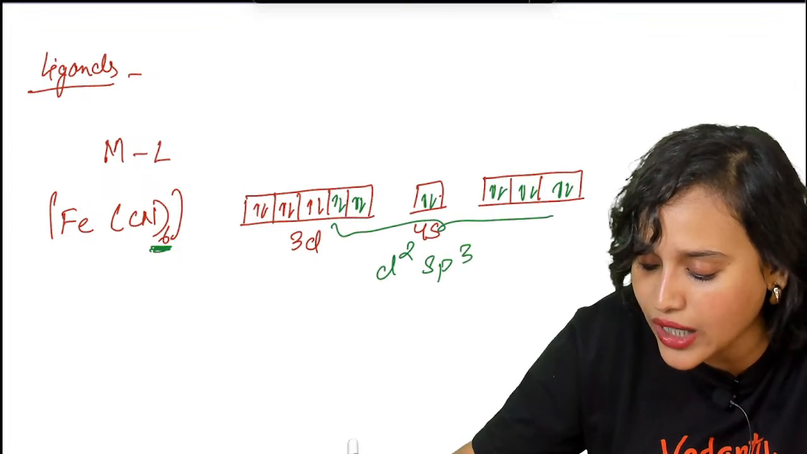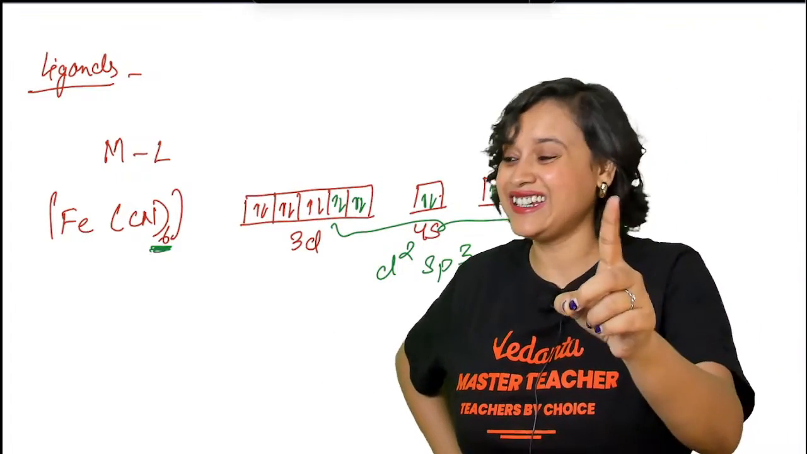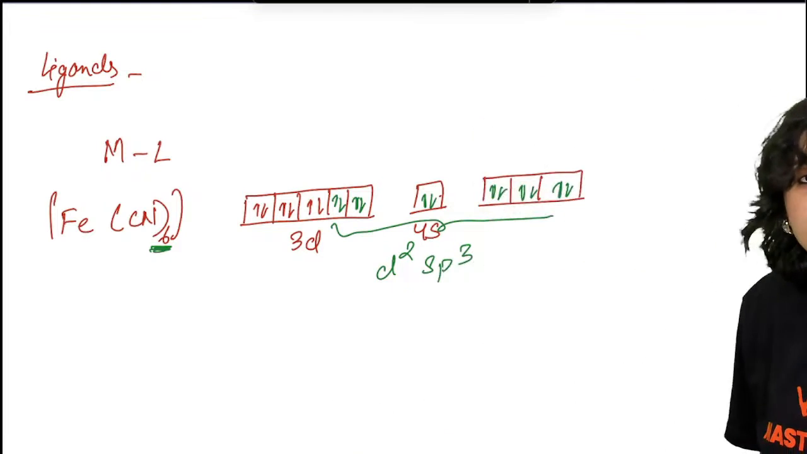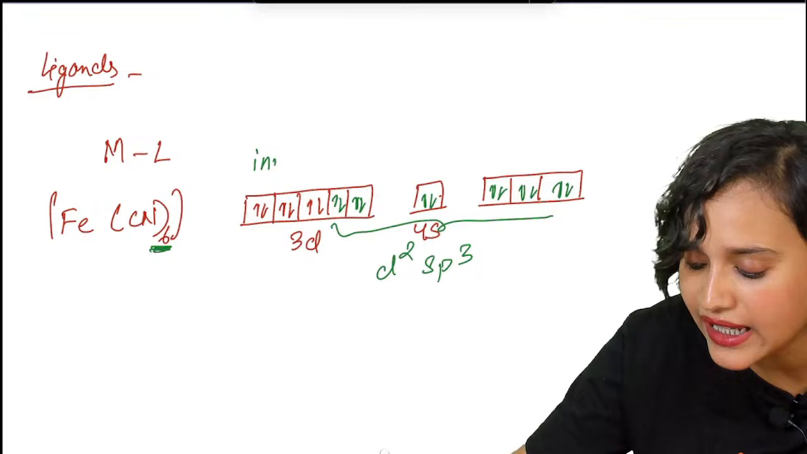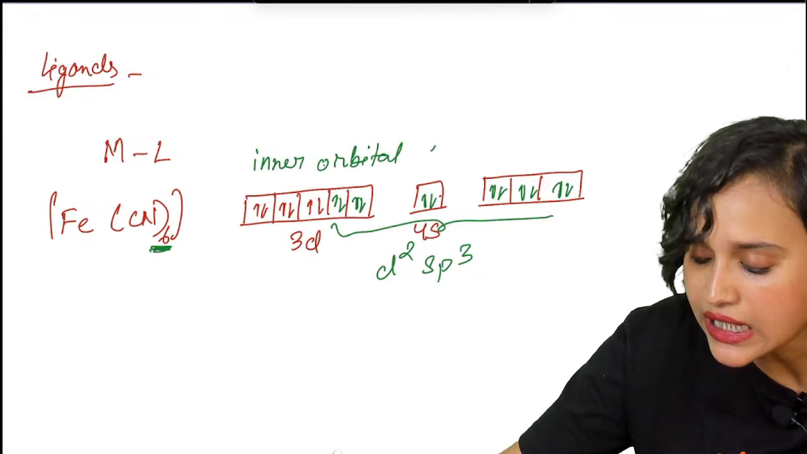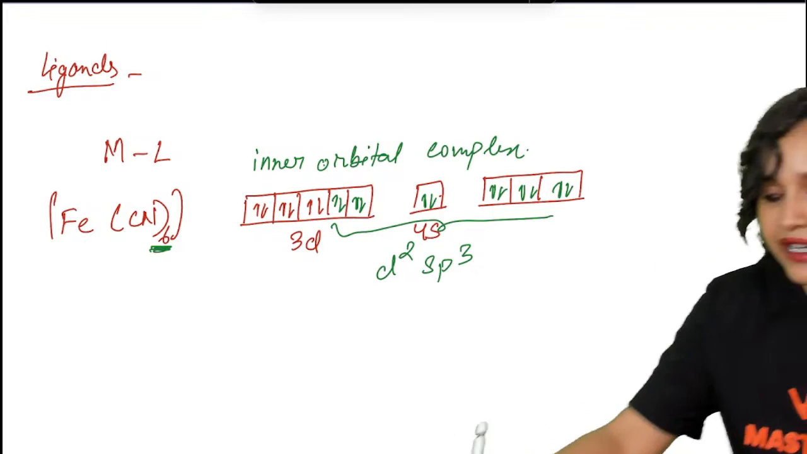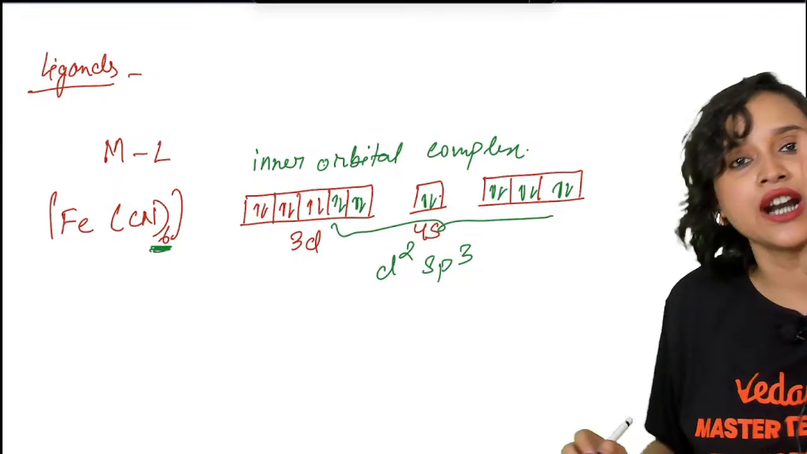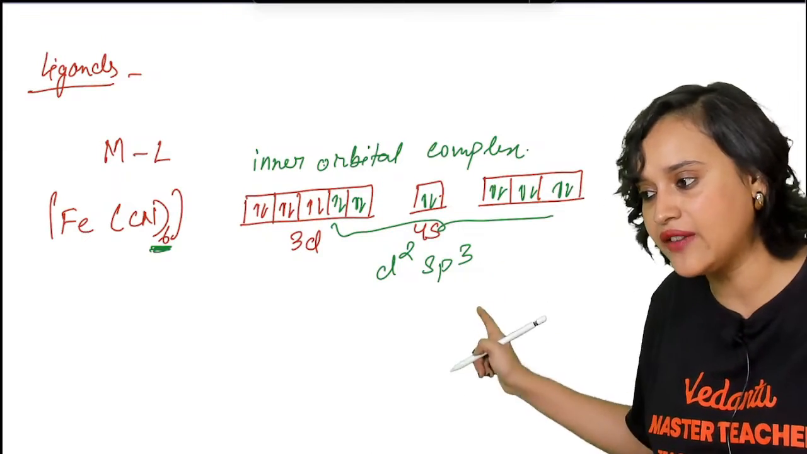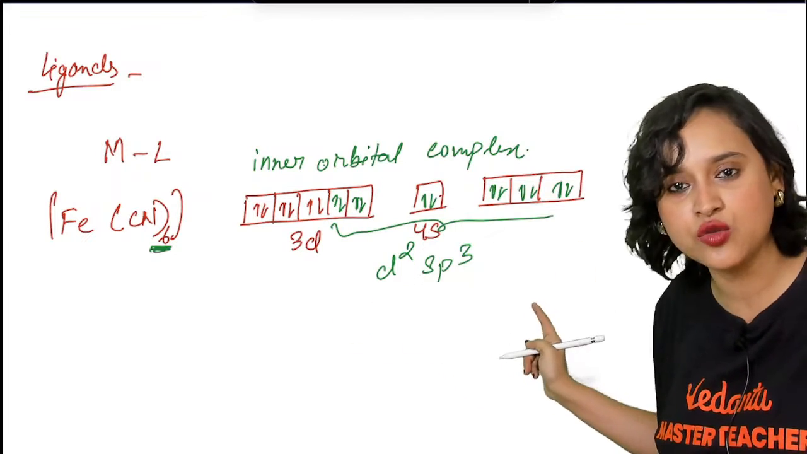Hybridization is d2sp3. Because cyanide said this will not work, I want a room inside the house, this will be called inner orbital complex. And here you see, in each room there are 2 electrons. Am I right, everybody? Can you see that there are 2 electrons in each of them?